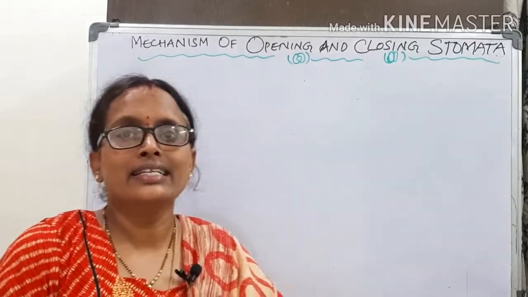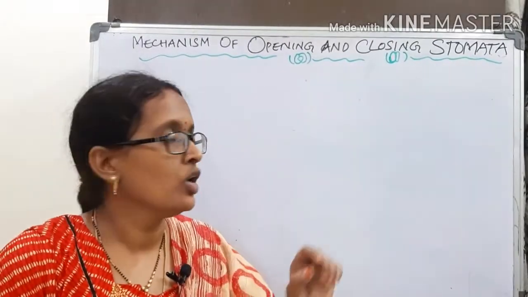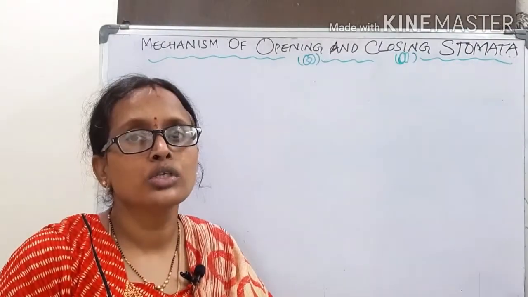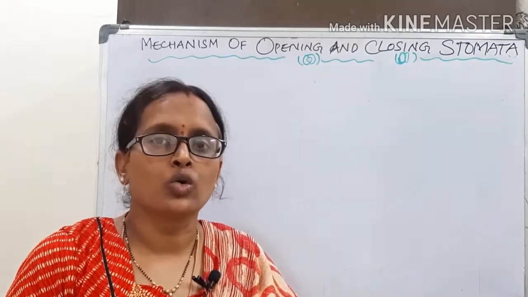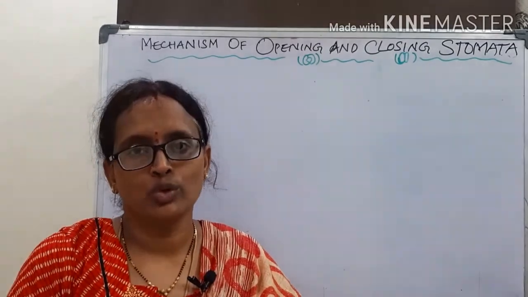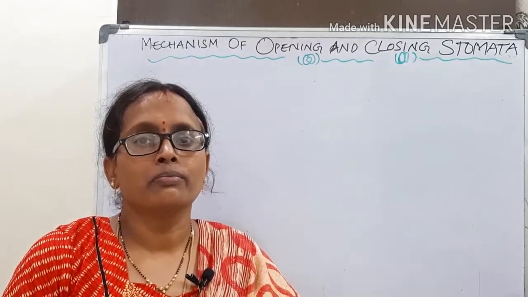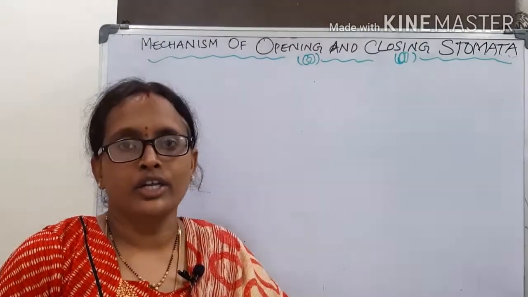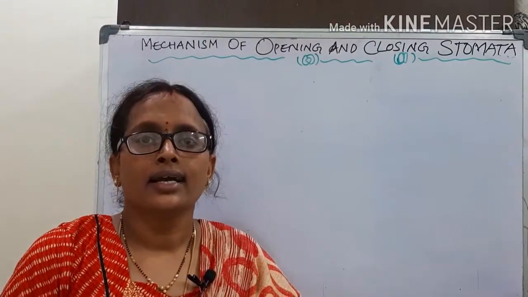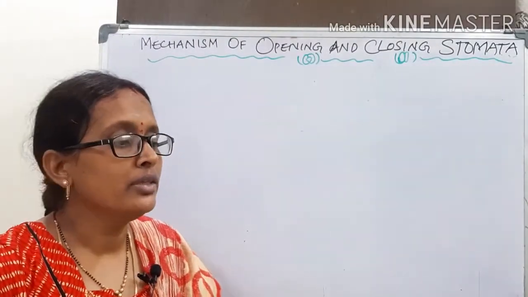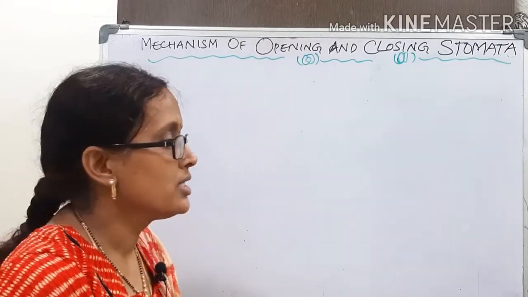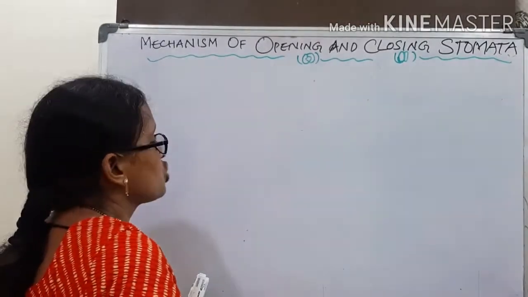Good morning children. In this video we are going to discuss the opening and closing mechanism of stomata, how the stomata open and close. We know that stomata are minute pore structures present in the leaf. The main function of the stomata is gas exchange. When they are closed and when they are open, that we are going to discuss now.